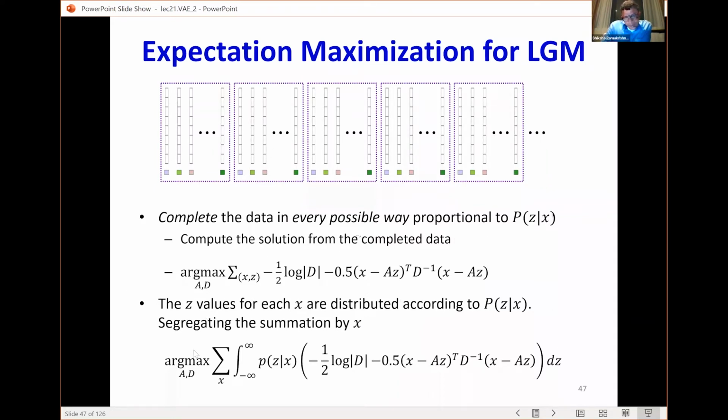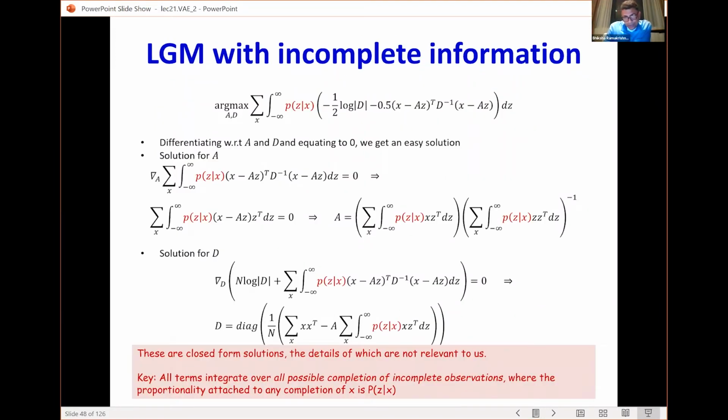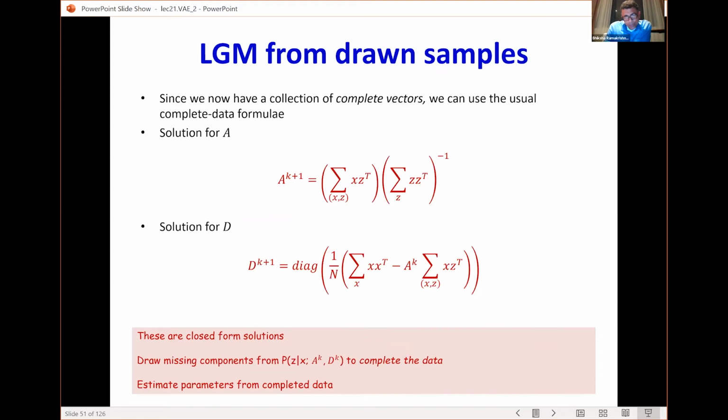And once again, if you work out the arithmetic, the fact that you're considering every possible value of z gives you an integral. We don't need to get into the math of it. I'm just trying to convey a concept across. It turns out that when you work the whole thing out, you basically end up with nice closed form solutions. What we are doing is drawing the missing components from P of z given x, given the current estimates of A and D to complete the data, and then we estimate the parameters from the completed data.